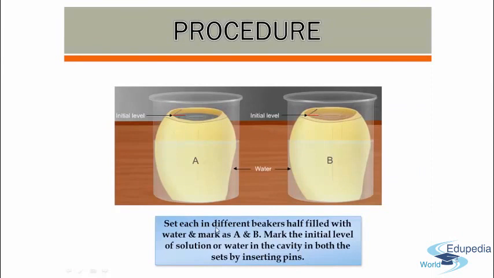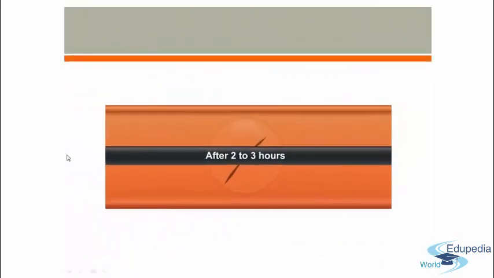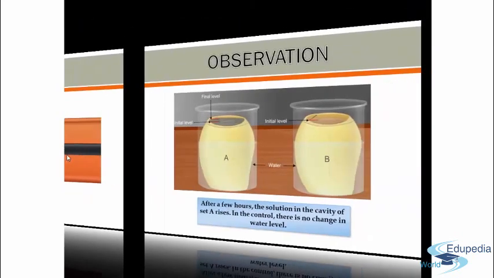Then each set is kept in different beakers, half filled with water, and we have marked one beaker as A and another as B. The initial level of the solution or water in the cavity in both sets is marked by inserting pins. Then we will keep it for 2 to 3 hours, and after 2 to 3 hours, what will we observe?